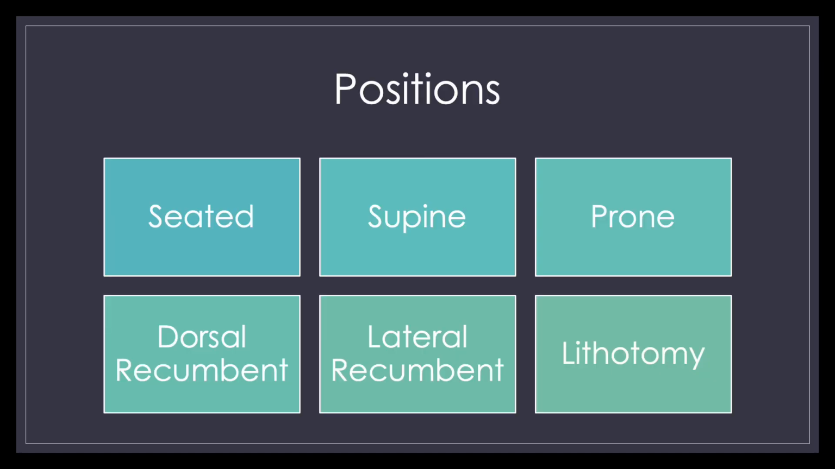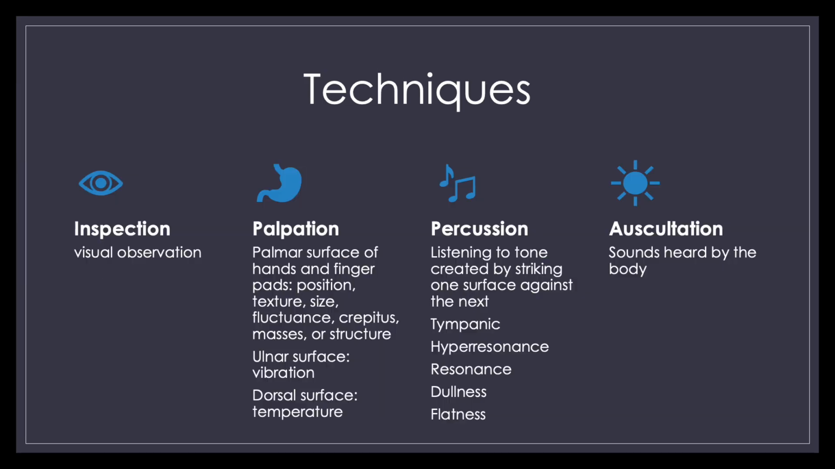It's important to know that as we go through the different health assessment systems, we are going to see different positions. You want to be familiar with these positions, such as seated, supine, prone, dorsal recumbent, lateral recumbent, and lithotomy, and when you will use each of them. And then finally, we're not going to get into a lot of detail about the equipment and the techniques in this part because we're going to apply the techniques and the equipment as we talk about each system coming up.